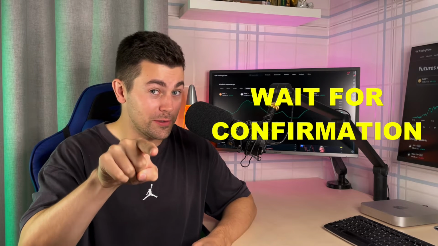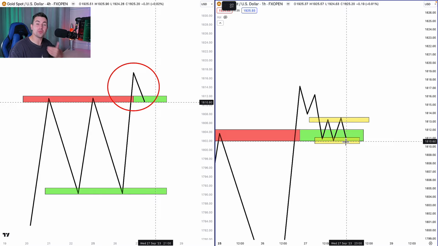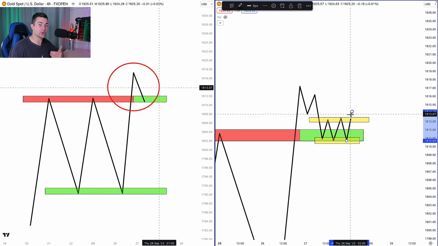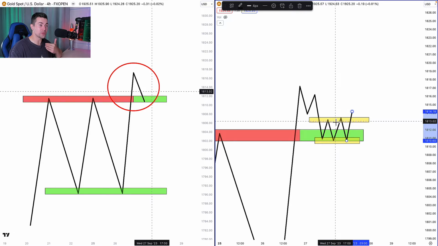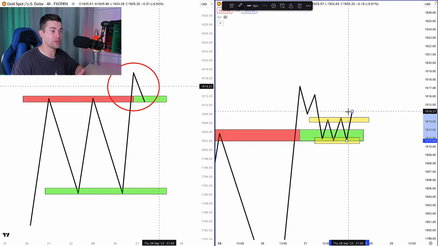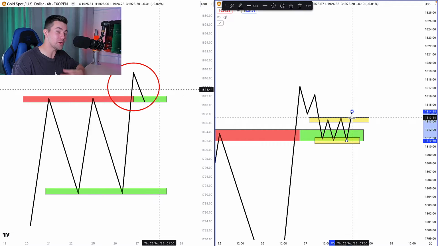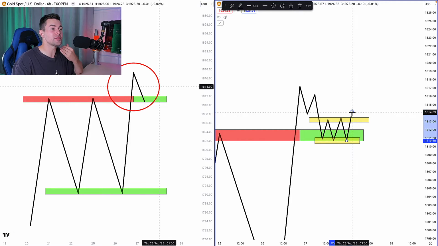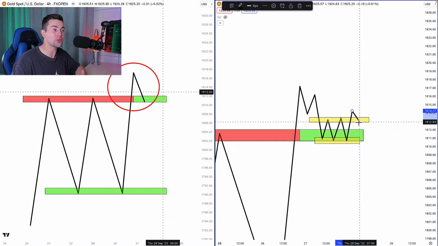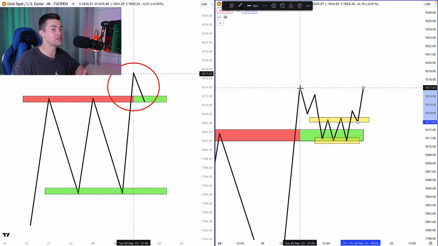Step number 5. Wait for a confirmation. Your confirmation to buy the broken resistance will be, of course, a bullish breakout of the resistance of the range. That will be the important sign of strength of the buyers. And once you spot the violation of the resistance of the range, the hourly candle close above, you can set your buy limit order on a retest of a broken resistance of the range, expecting a bullish movement at least to a local structure high.